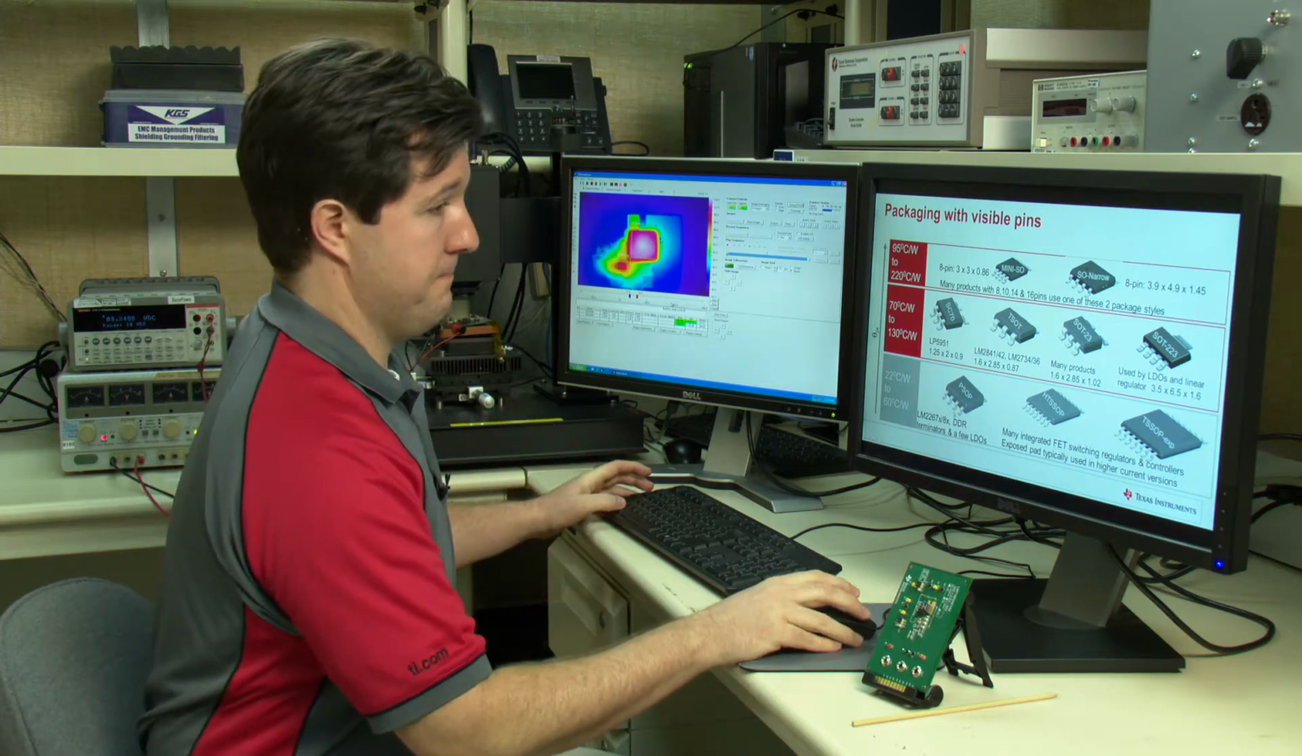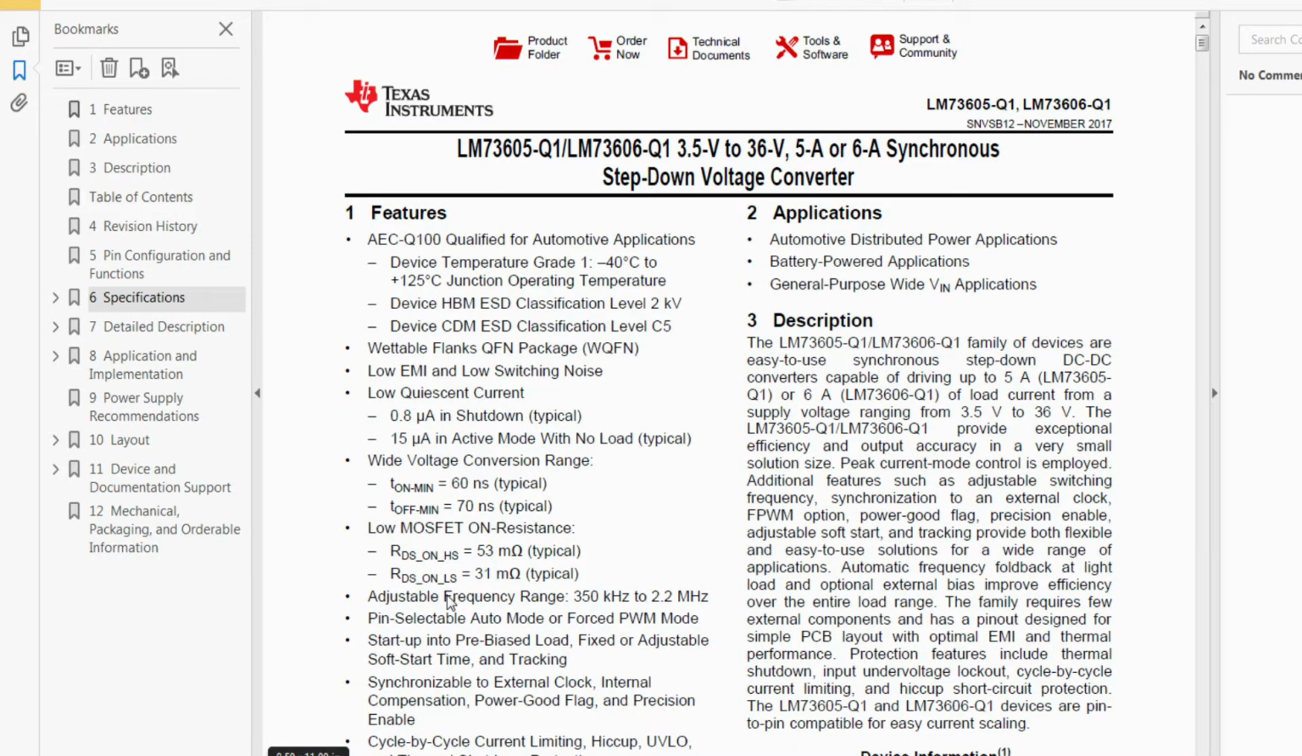So let's take a look at a data sheet and go through all the sometimes confusing parameters on the data sheet and see how we can make sense of those to use in a thermal design. So here I've opened up the data sheet for the LM73605-06. These are 5 amp, 6 amp regulators. So there's a lot of power that's being used here, and these are a good example of when you would need a good thermal design.